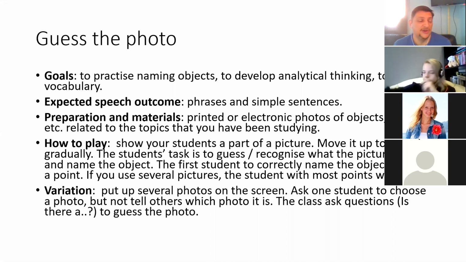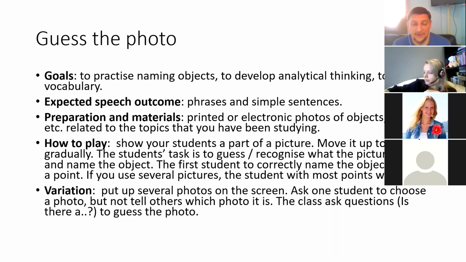So you start by showing the students a tiny part of the picture, like a small bit, something like this. I'm only using a writing pad. So the student's task is to guess or to recognize what the picture is and to name the object. And the first student to correctly name the object gets a point. And if you use several pictures, the student with most points wins. That's if you're given a group lesson. With individual students, you can count the time, like how quickly the student names the object.